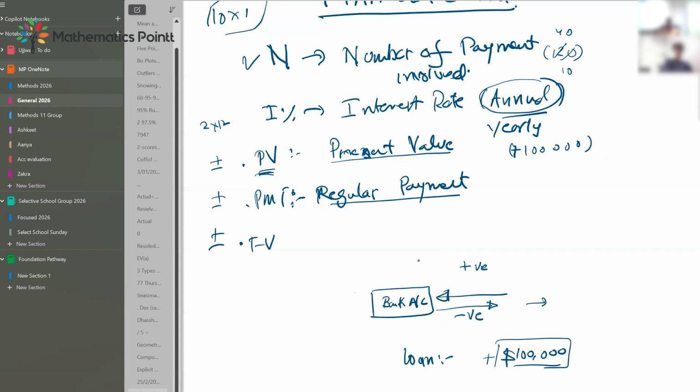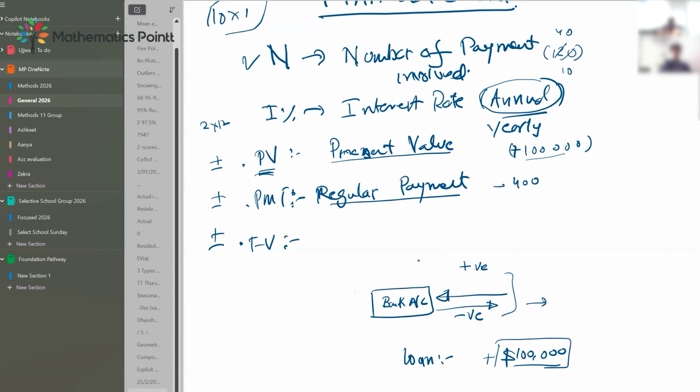But the basic principle still remains the same. If it's going out, negative. If it's coming in, positive. So let's say I've taken a $100,000 loan and I'm paying $400 per month. That $400 flowing out will be negative 400.